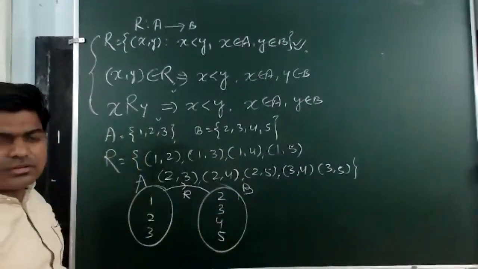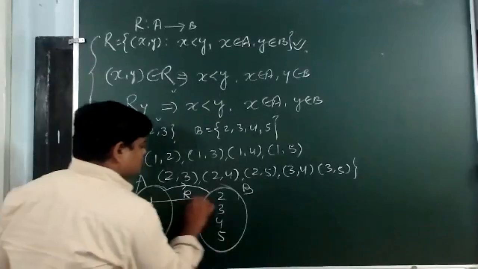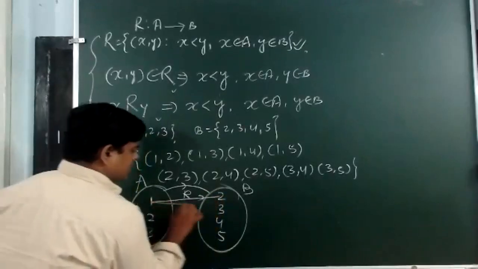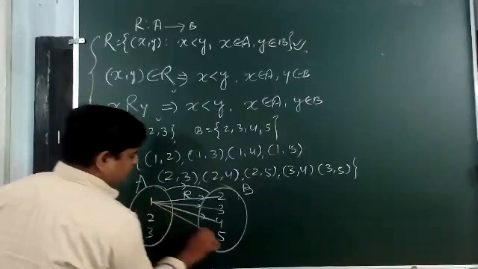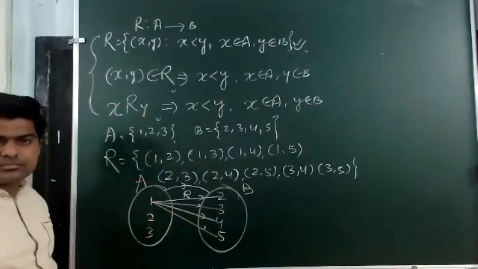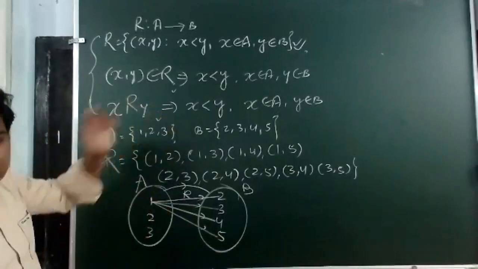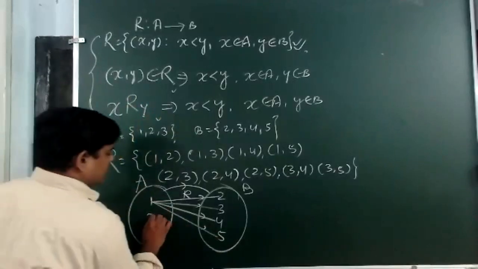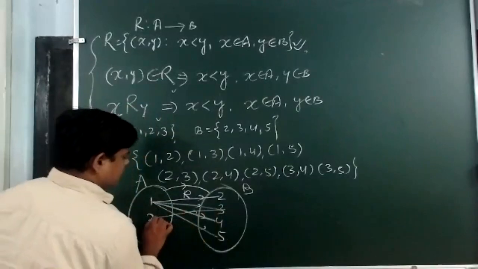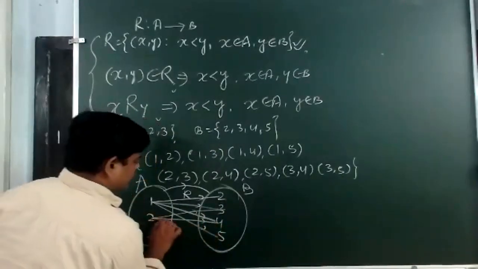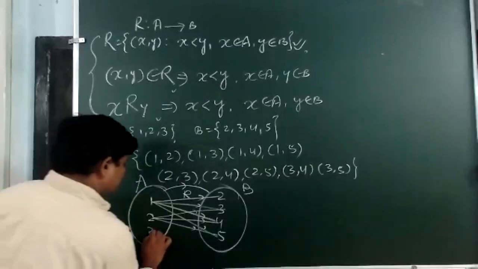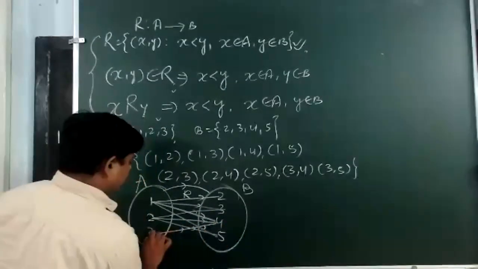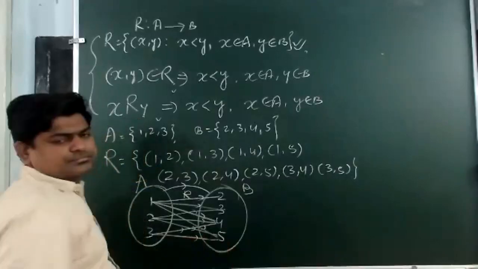What we have seen, 1 is related to 2, 1 is related to 3, 1 is related to 4, 1 is related to 5. It was there or not? Then I saw 2 is related to 3, 2 is related to 4, 2 is related to 5. Then after I saw that 3 is related to 4 and 3 is related to 5.